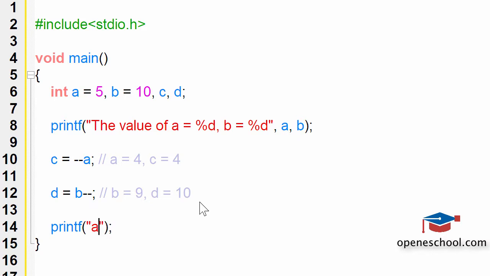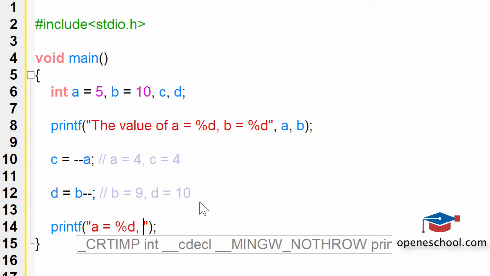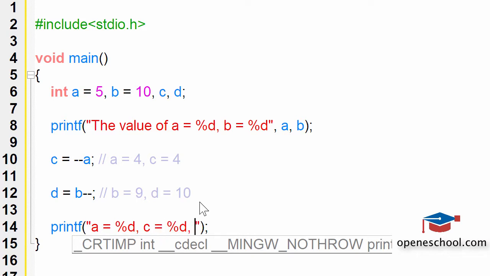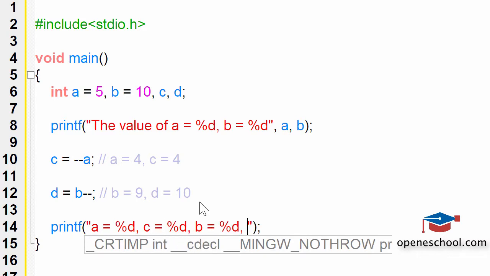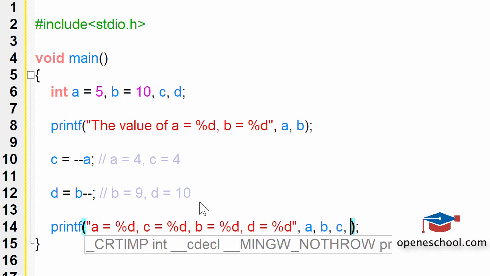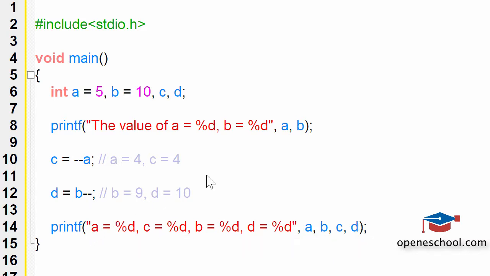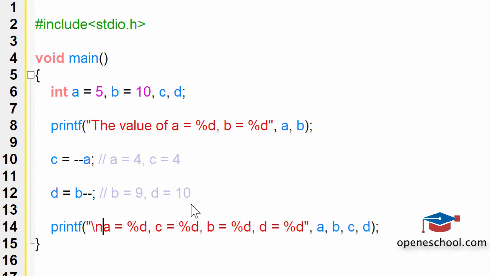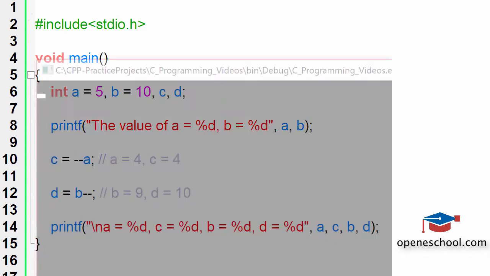Let me simply write it as a equal to %d, c equal to %d, b equal to %d, and d equal to %d, a comma b comma c comma d. Let me put \n so that this line can get printed in a new line. This line should print the value of a as 4, c also as 4, b as 9, and d as 10. So let's run this program and see the output.